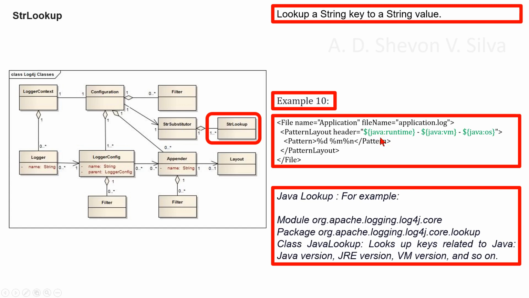The Java lookup allows the environment information to be retrieved in a convenient pre-formatted string using the java prefix. Here the key runtime is the Java runtime version, like Java(TM) SE Runtime Environment build 1.7.0_67-b01 from Oracle Corporation. The VM is the Java VM version, and here the OS is the Java OS version.